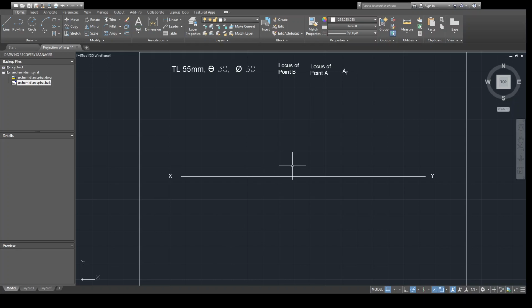So welcome students in the projection of lines module. In this coming session we will discuss the line inclined to both the planes. So in the previous sessions we have discussed how to draw the projections of a line when the line is inclined to one of the planes and parallel to the other plane.